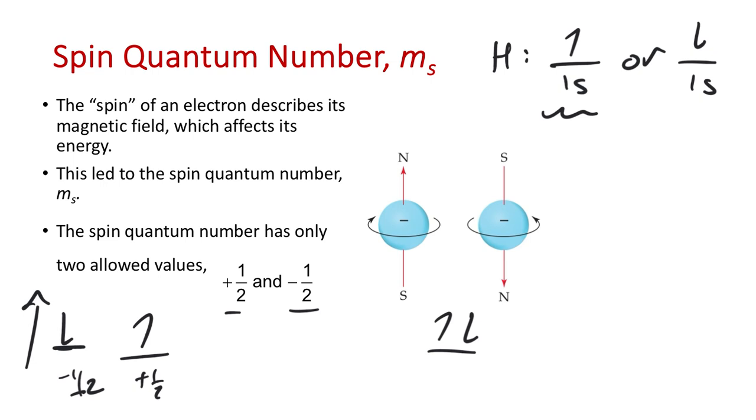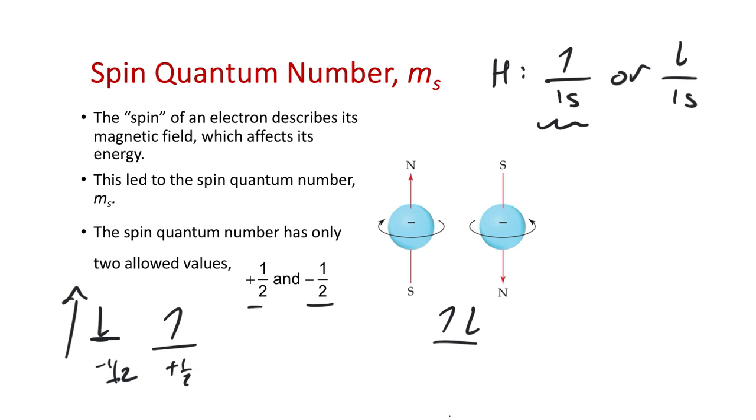So magnetic spin is telling us 2 electrons per orbital. That's coming from the m sub s quantum number, so spins of plus and minus a half.